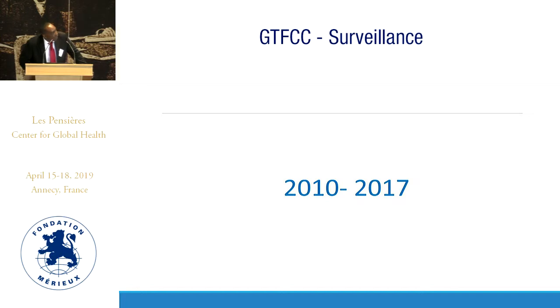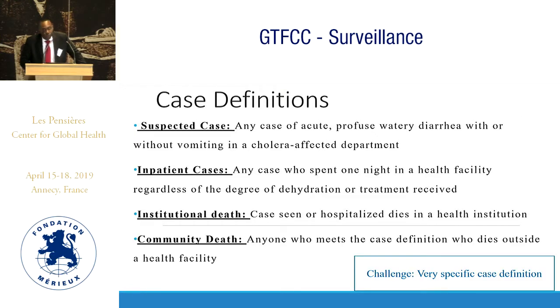And then, for this surveillance from 2010 up to 2017, we used some tools and some material. We chose some case definitions, and I take the opportunity to say hi to the people who helped you in those discussions. A suspected case is any case of acute profuse watery diarrhea with or without vomiting in a cholera-affected department. That was a simple definition because that was the first time we were in contact with the disease. We wanted the definition to be simple in order not to lose any cases.